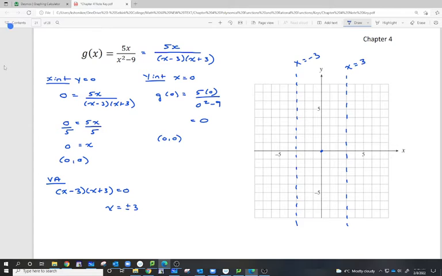Okay, and then my horizontal asymptote, because the degree in my denominator is greater than my numerator, is going to be at y equals 0.